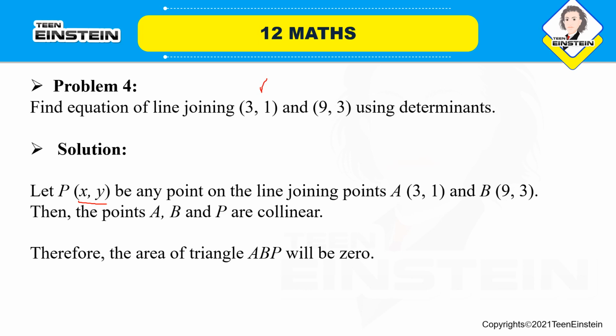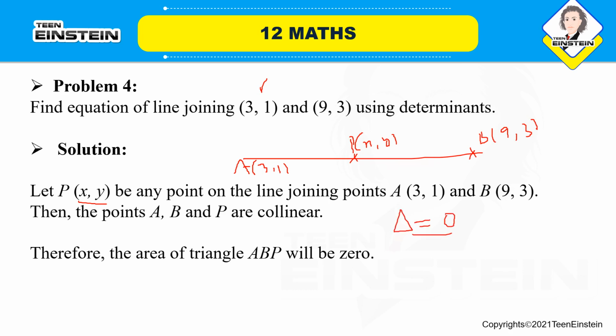Here the 3 points A, P, B are collinear, lying on the same line. A(3, 1), this is P(x, y), and this is B(9, 3). So these 3 points are collinear, which means the area of the triangle is 0. Area is 0, right? So I am going to use this result here to find the equation of the straight line joining the 2 points A(3, 1) and B(9, 3).